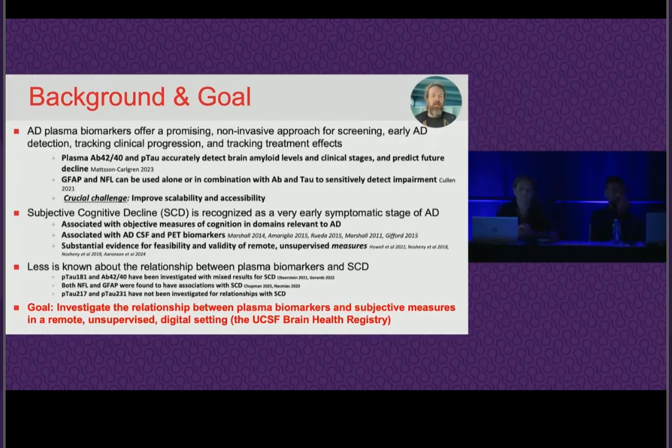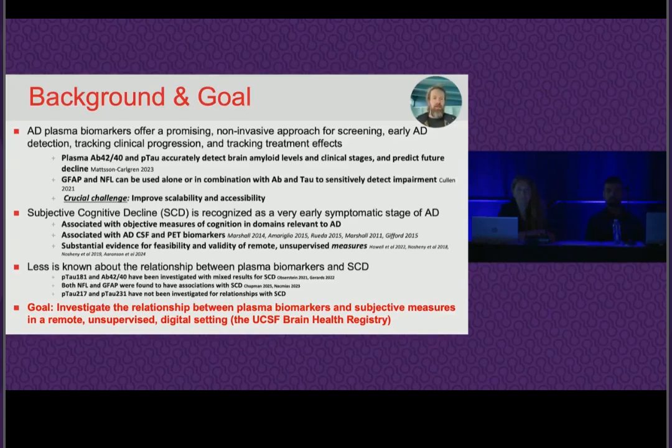Subjective cognitive decline is recognized as a very early symptomatic stage of Alzheimer's. It's associated with objective measures of cognition and domains relevant to AD, and it's also associated with AD CSF and PET biomarkers. And there's substantial evidence for feasibility and validity of collection of these measures in a remote, unsupervised setting.